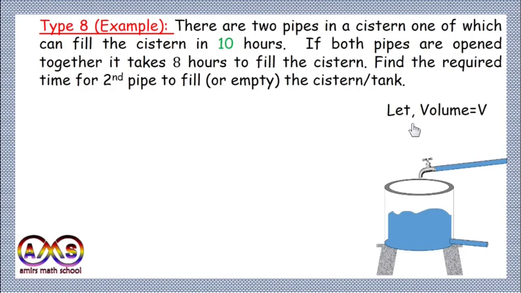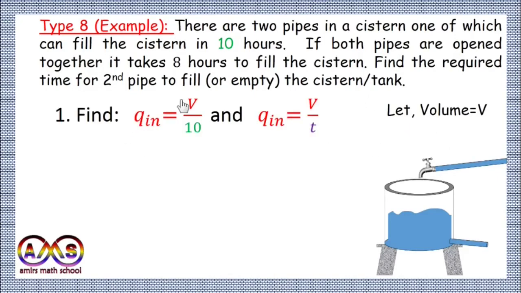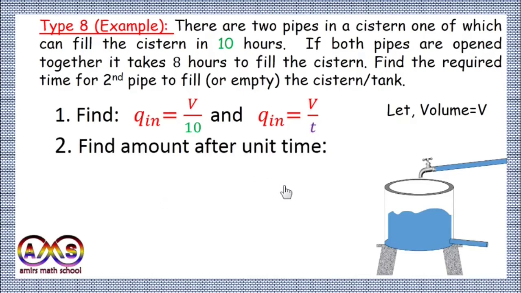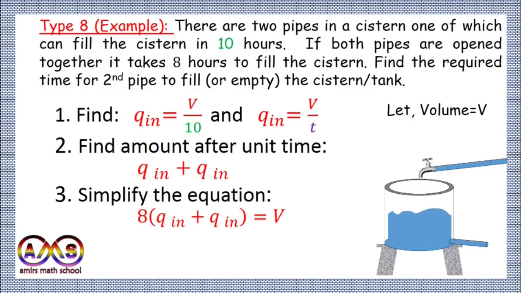Let the volume be V, the Q in is V by 10, and for the second pipe the Q in is V by T. We are going to find the value of T here. Since both pipes are flowing in, the amount after unit time is Q in plus Q in. The final equation is 8 into (Q in plus Q in) equal to V. That is, when both pipes are open it requires 8 hours. So the total time is 8, and this one is the amount after unit time.